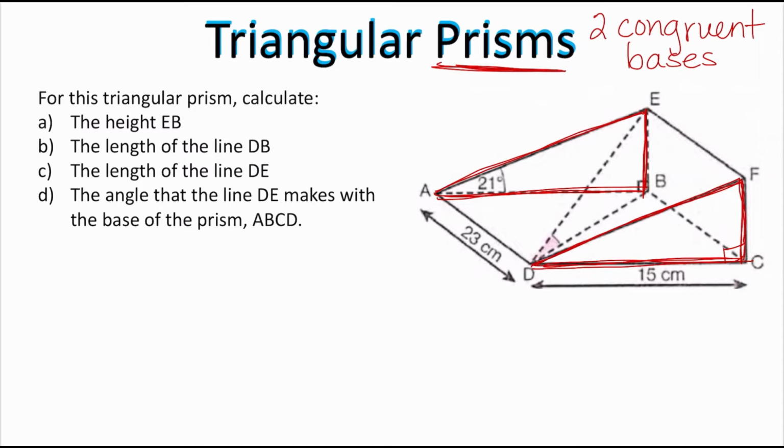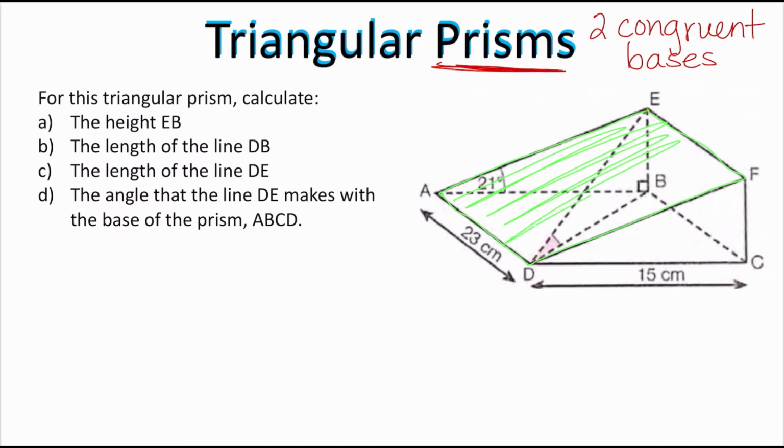Now these two triangles are joined together by rectangles. So here's one rectangle that's going to join those two triangles together. At the bottom, I also have another rectangle that is going to join these two triangles together. And at the top right here, we also have another rectangle that is going to join these triangles together.